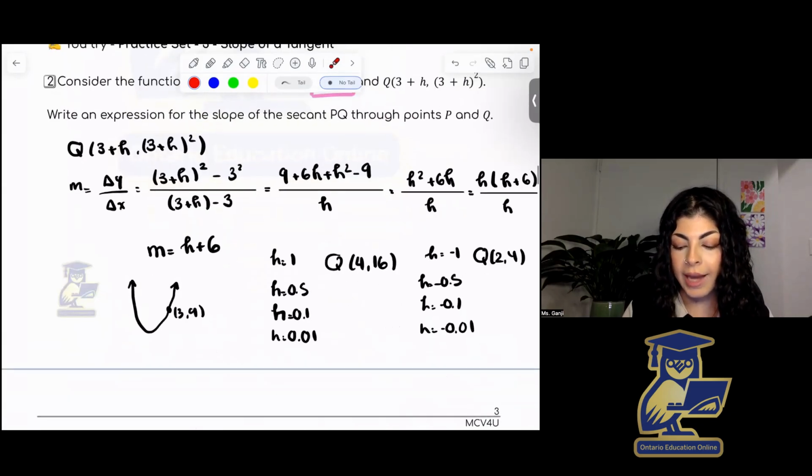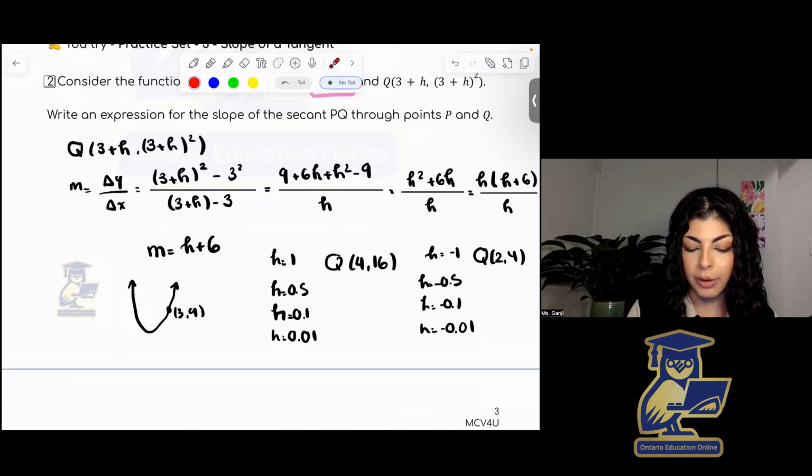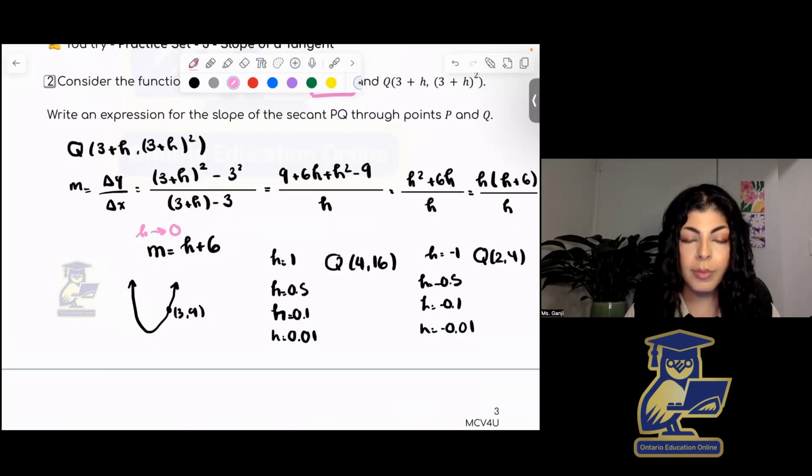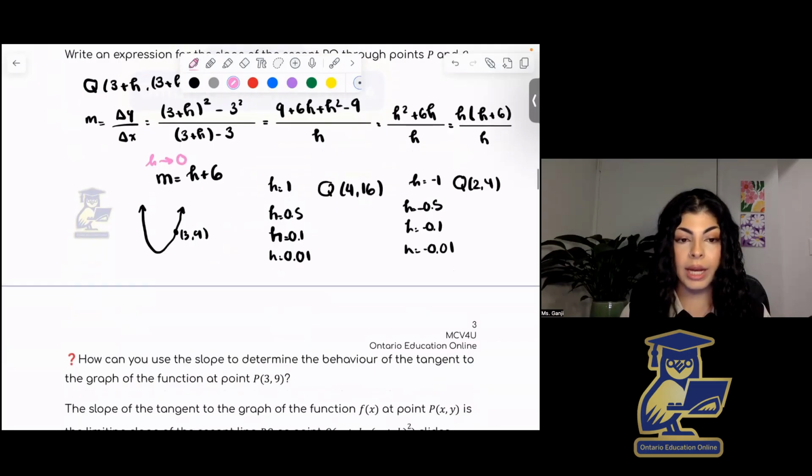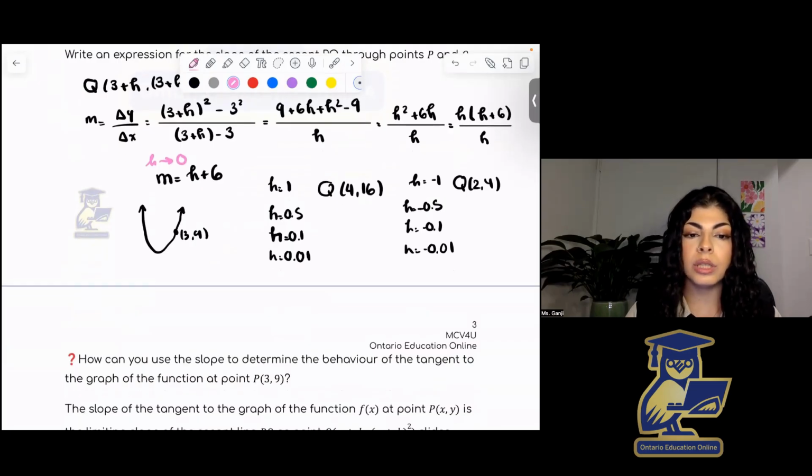So consider h is getting closer and closer to 0, then what do you think would happen to m as h is getting closer to 0? So specifically, as h approaches 0, which we write with an arrow, what would happen to m? And I hope that you see that m is actually getting closer to 6. And so here, the question that you're asked is, how can you use the slope to determine the behavior of the tangent to the graph of the function at point P, 3, 9?